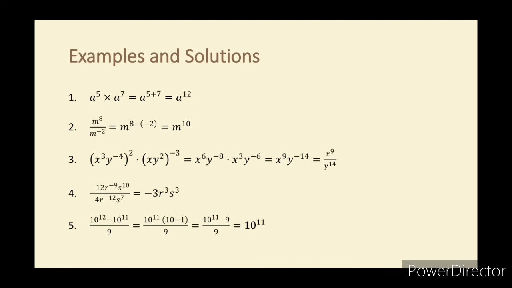Number 5. 10 to the power of 12 minus 10 to the power of 11 all over 9 equals 10 to the power of 11 times (10 minus 1) all over 9 equals 10 to the power of 11 times 9 all over 9 equals 10 to the power of 11.